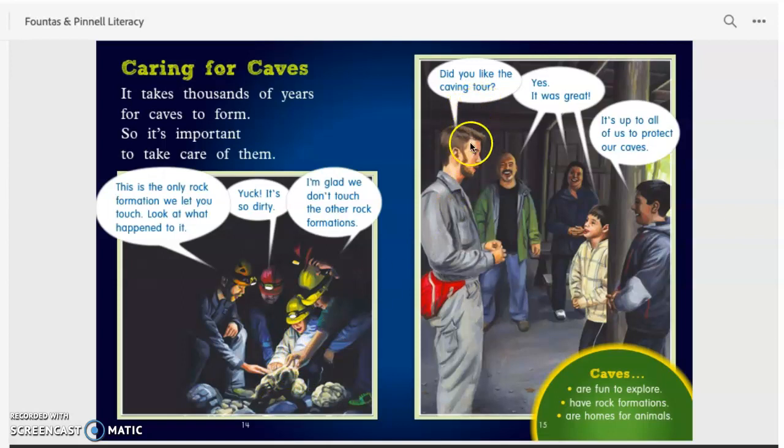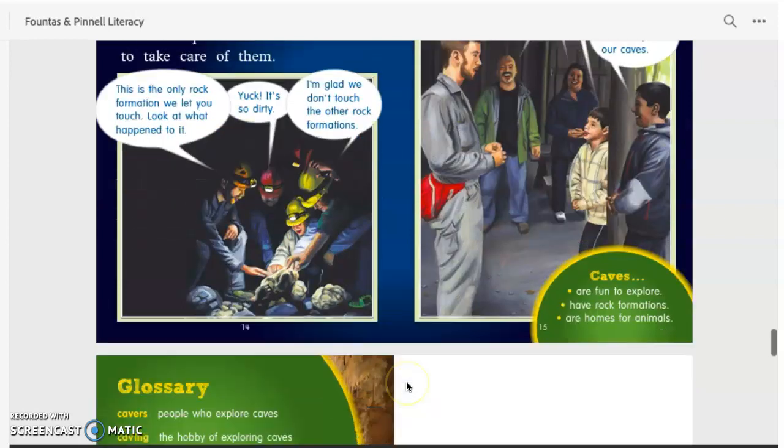Did you like the caving tour? Yes, it was great. You can see all these people are saying it because it's going down to them. And then this boy says, it's up to all of us to protect our caves. And then here at the little sidebar, actually a sidebar is more usually over here. I don't see a sidebar here, but if there was a sidebar, it would be over on the side in a little bar, and it would say something like this. Caves are fun to explore, have rock formations, are homes for animals.